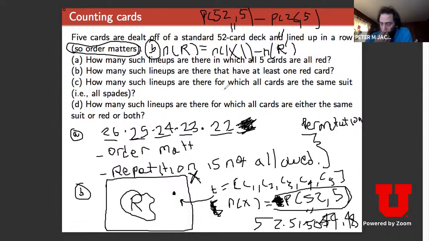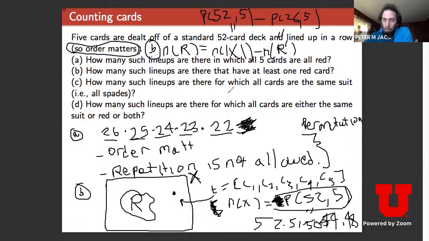So the strategy being used here is finding the complement of the event of interest, because it would be annoying to compute the number of choices of 5 cards where exactly 1 was red, where exactly 2 was red, where exactly 3 was red, where exactly 4 was red, and where exactly 5 was red. That would be annoying. So instead, we find the complement, which is the number of ways to choose 5 where they're all black.